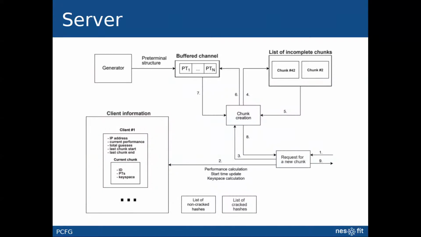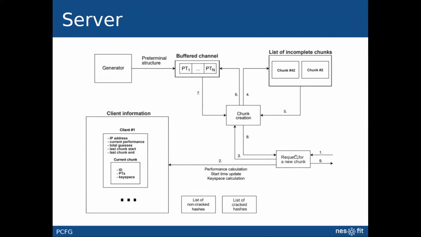The architecture of the server looks like this. Here we have a generator which generates the preterminal structures and stores them in a buffered channel. Then when a client node requests work, because the clients are actively requesting new work in our use case, it receives a chunk of 1 or more preterminal structures. The size of the chunk is calculated adaptively to the performance of the client. So based on the settings of this tool, it tries to adapt to the current capabilities of the cracking network.